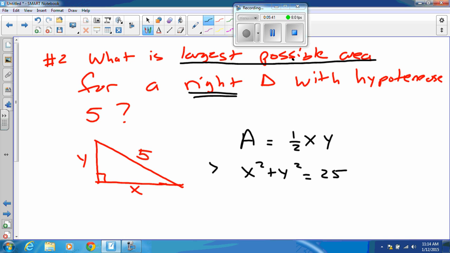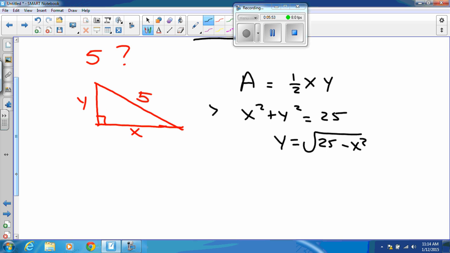Keep going, Bethany. So, y is going to be, I just solve for it, so y equals the square root of 25 minus x squared. Good. That's right. 1/2 times x times the square root of 25 minus x squared. Excellent.